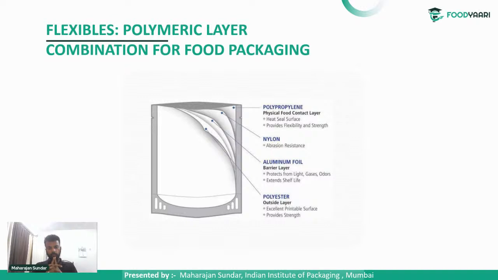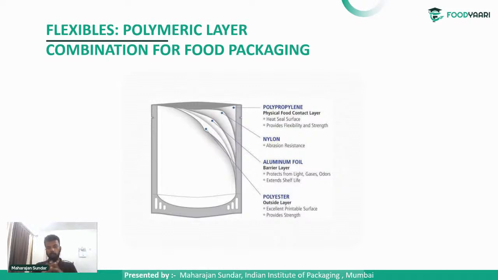From outer to inside we will go. Polyester is the outer surface. It gives an excellent printable surface. It gives strength to the structure. Aluminum foil acts as a barrier layer. It protects from light, gas, and odors. It helps in extending the shelf life of the product.